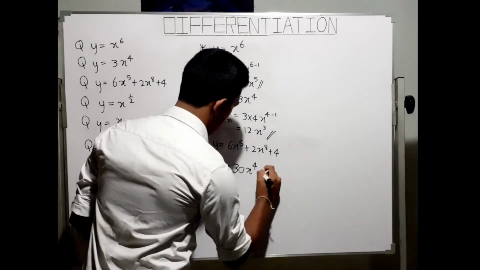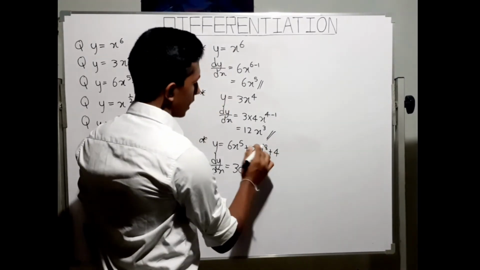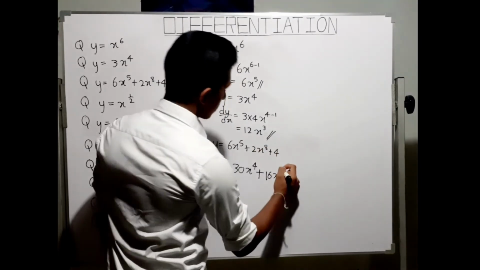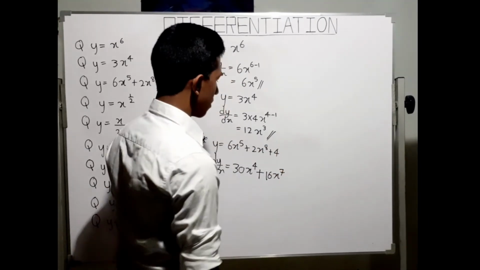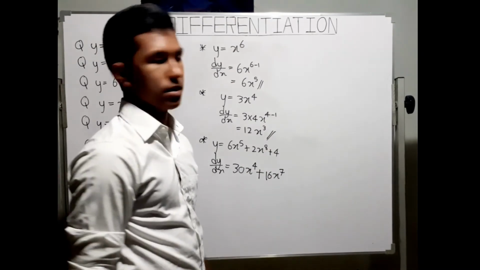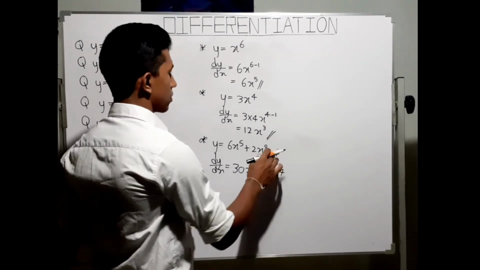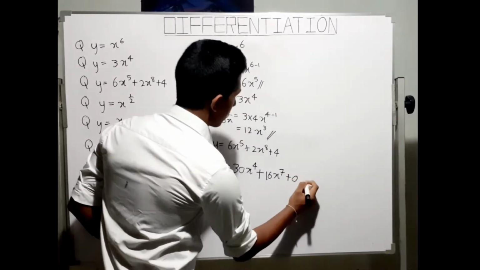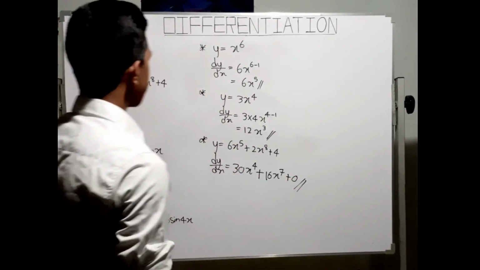Same procedure for this, which is plus 8 into 2, which is going to be 16, x, and the power decreases, 8 minus 1, which is going to be 7. Now plus 4 is a constant. We noted that when you differentiate a constant, it's going to be 0. So this is going to be plus 0. So this is the answer for that.